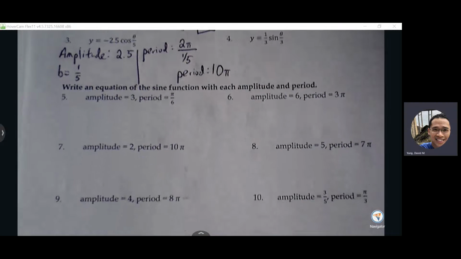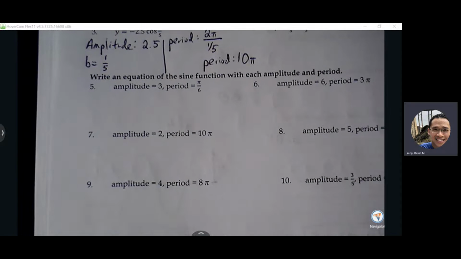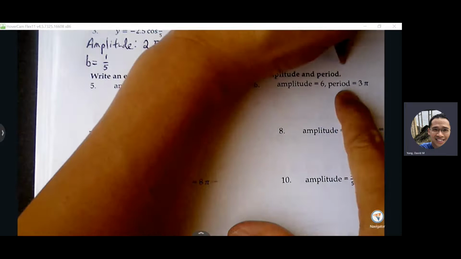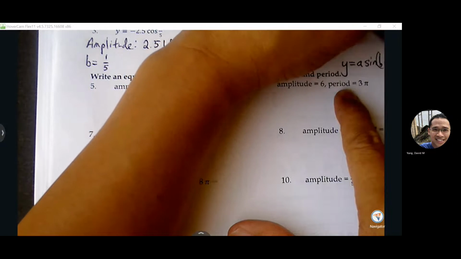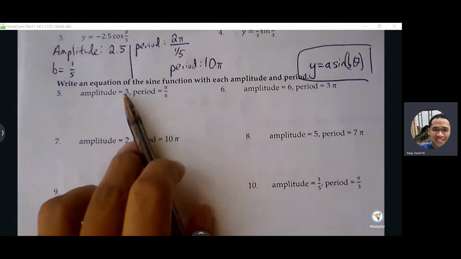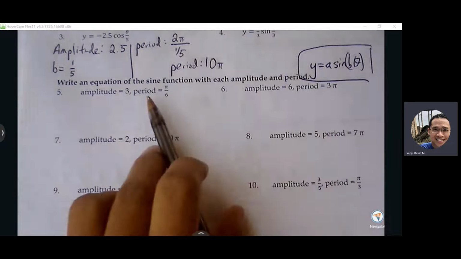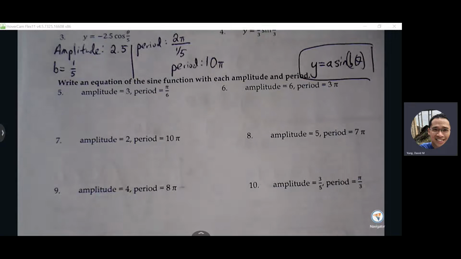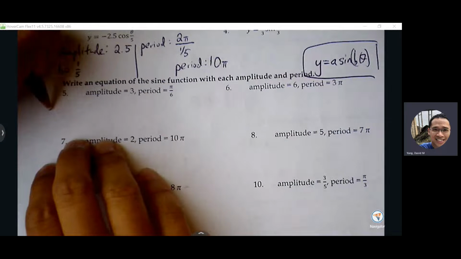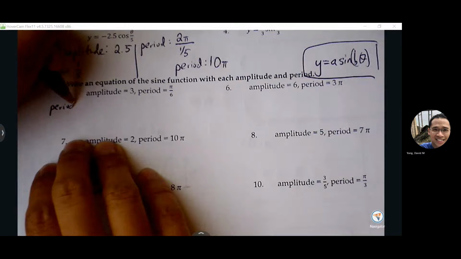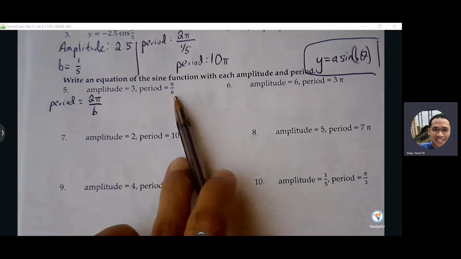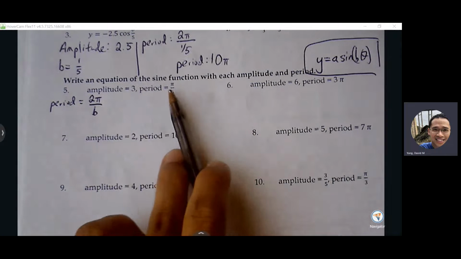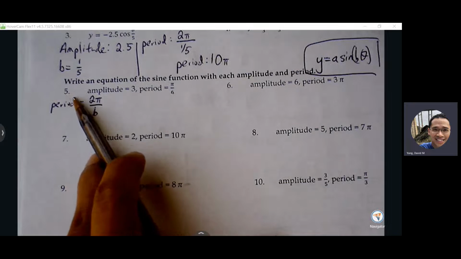Okay, so 5, 7, and 9, these are a bit more challenging because we have to work backwards to get to our b value, because we want to write the equation of the sine function. So here's the sine function. Amplitude, that's easy. We just insert that 3 in for a, but here they're giving us the value for the period. So let's write the formula here. Period is 2 pi divided by b. So we're not going to insert this pi over 6 into the b value. That's going to go in for the period variable.